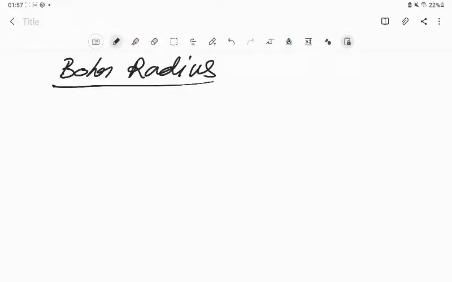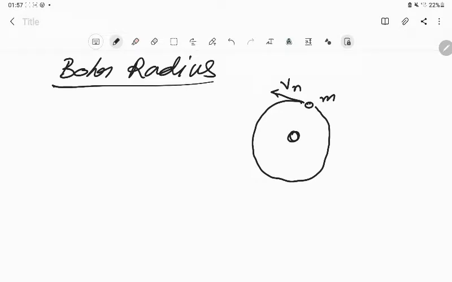Let's derive the Bohr radius. Consider an electron of mass m revolving around a nucleus with some velocity. Let's say it is in the n-th orbit, so the velocity will be vn. This could be the first, second, or third orbit, we don't know. Let's say the electron is revolving in the n-th orbit.